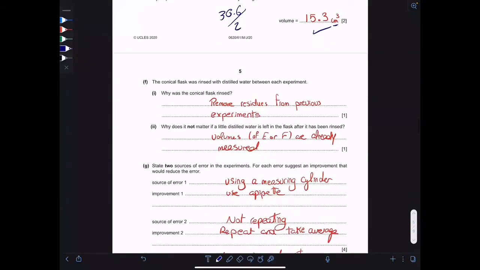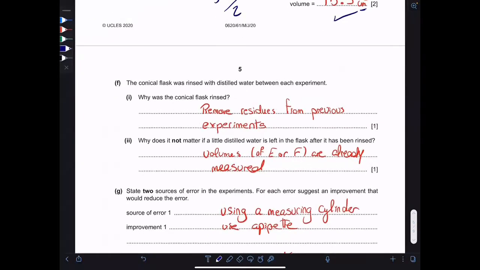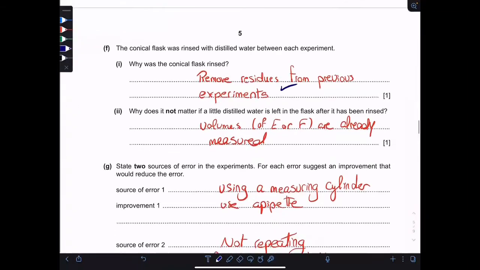They're worth a mark. He rinsed the conical flask after the first experiment and after the second experiment. Why? To remove residues from the previous experiment. He's just removing the remains of the previous experiment. Then he's asking, why does it not matter if a little distilled water is left in the flask after it has been rinsed? Because it will not affect the volume of E or F. Anyway, he already measured the volumes of the sodium carbonate solution with a measuring cylinder outside the conical flask, so it will not affect the volume of E or F because it's a small amount.